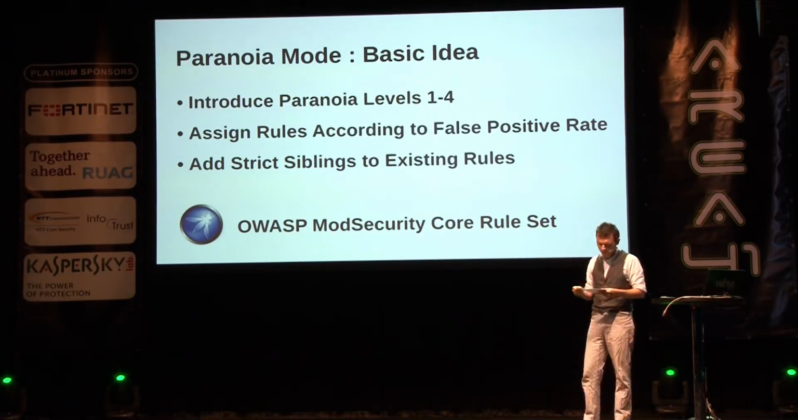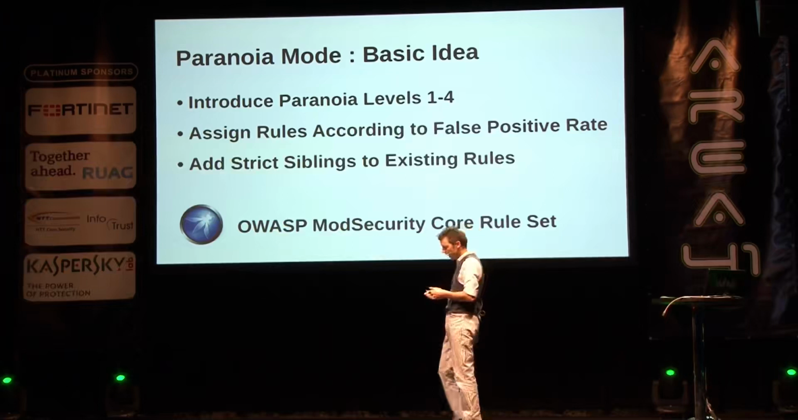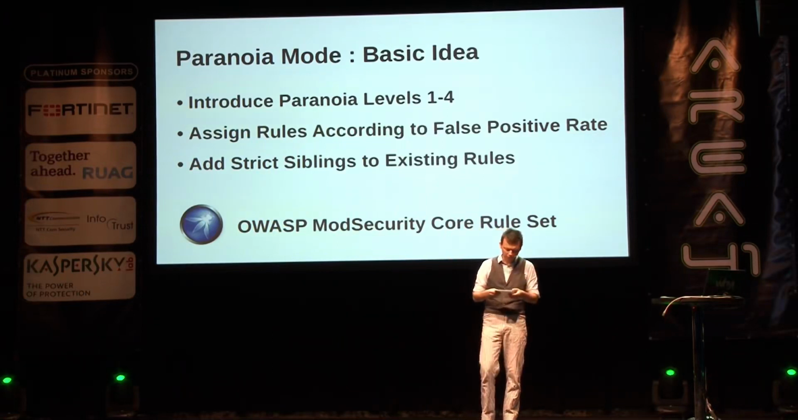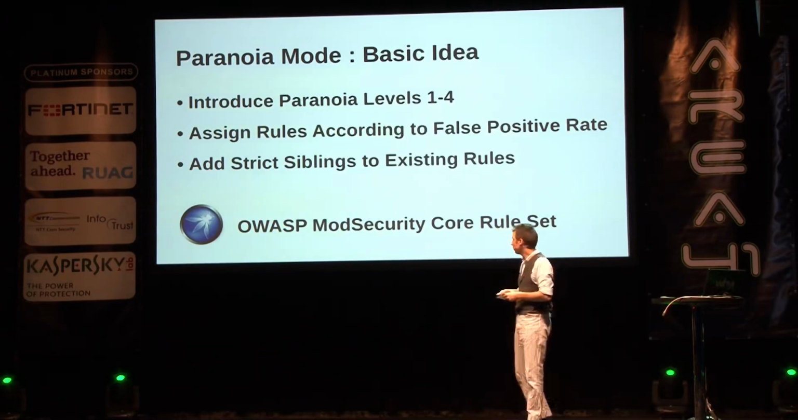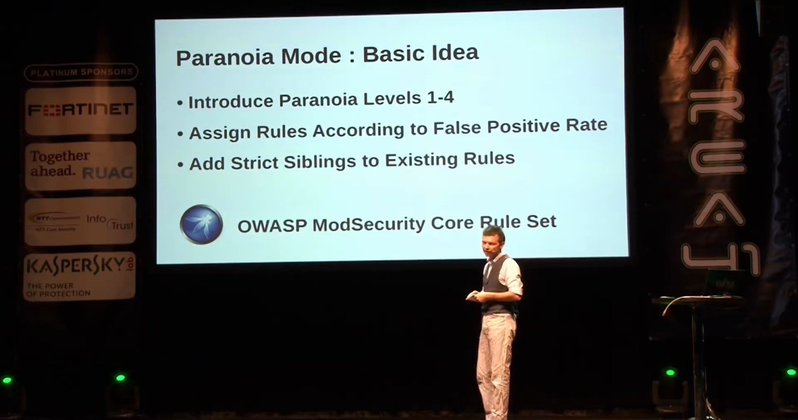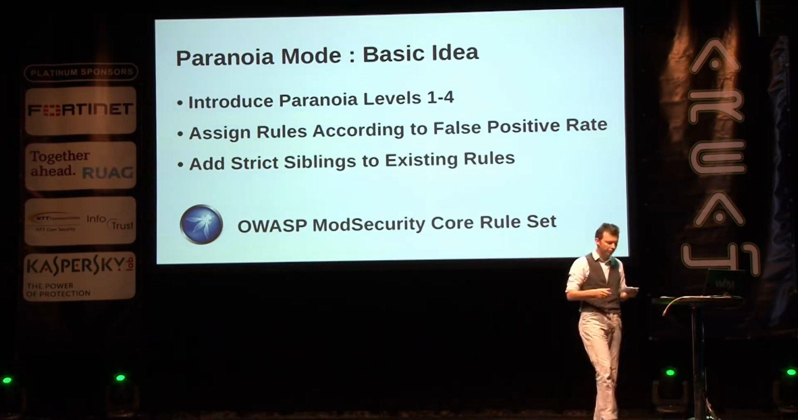And this has been going on in winter and springtime, and we now have 150 rules left in Paranoia level 1. We have 30 rules in Paranoia level 2 and a couple of rules in 3 and 4, and this is where the development is still running. So the strict siblings, this is not yet done, but the mechanics is fully functional. It's there to be used.